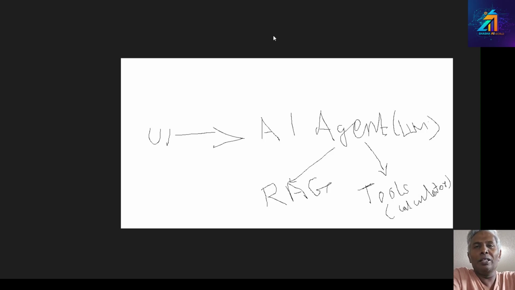See this screen, the UI, and we have the AI agent. The UI can be a mobile app or an HTML page. The AI agent is going to have three components: LLM, RAG, and calculator. RAG and calculator are tools. The LLM is going to be the brain for that AI agent.